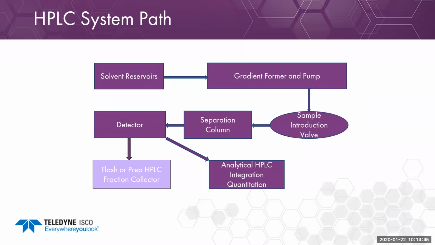And then we have our separation column, where we've already discussed some column characteristics and how they affect our resolution and our separations. Then as your compounds elute down the column and get separated, we need to be able to detect them so that we can trigger fraction collection, or if you're using analytical HPLC, then you can do integration or quantitation. And so we're going to discuss a little bit regarding some factors in optimizing your method for detection too.